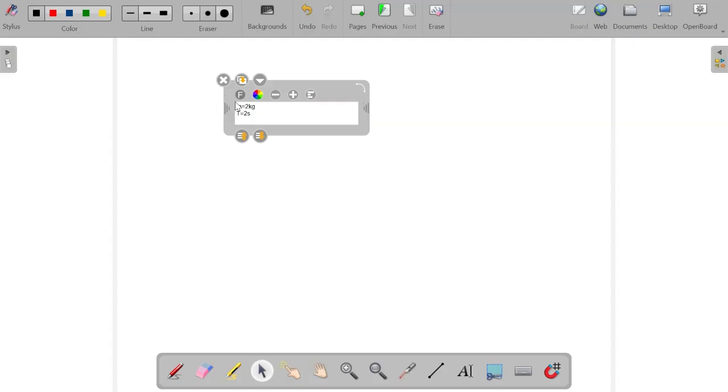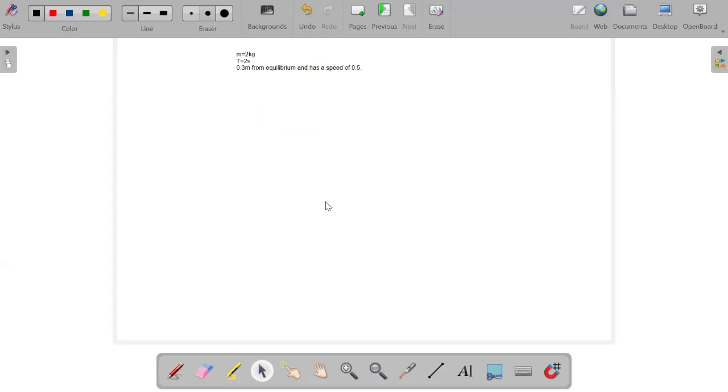And what we know is that it's 0.3 meters from equilibrium. It has a speed of 0.5. And we're being asked, what is the amplitude of the block's motion? So basically, how far does it travel from equilibrium? What's its max position from equilibrium? So how do we go about this one? I'll give you guys a second to think about this one before we move on.